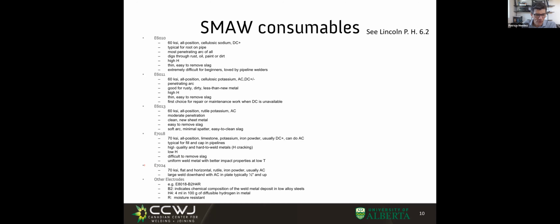And 7024 is also 70 KSI, only flat and horizontal. And the reason is it has so much iron powder that it makes more than a weld pool, it makes a swimming pool. And you can make welds very fast with a very fluid slag. But as long as you're in a simple situation, like flat and horizontal.